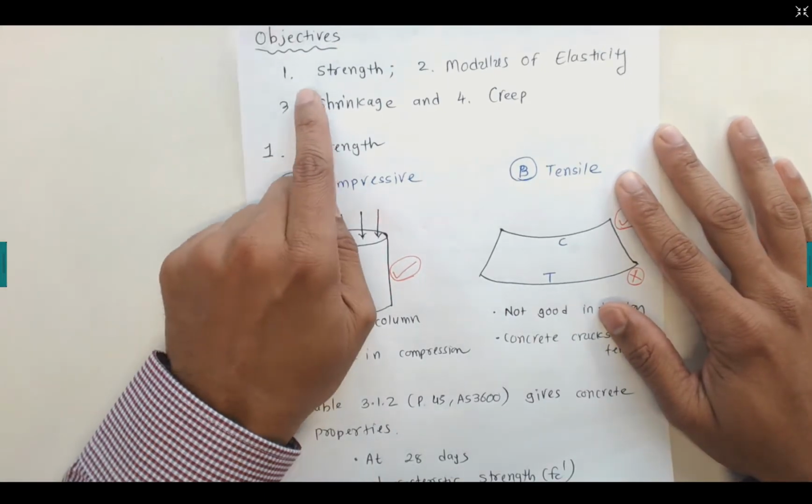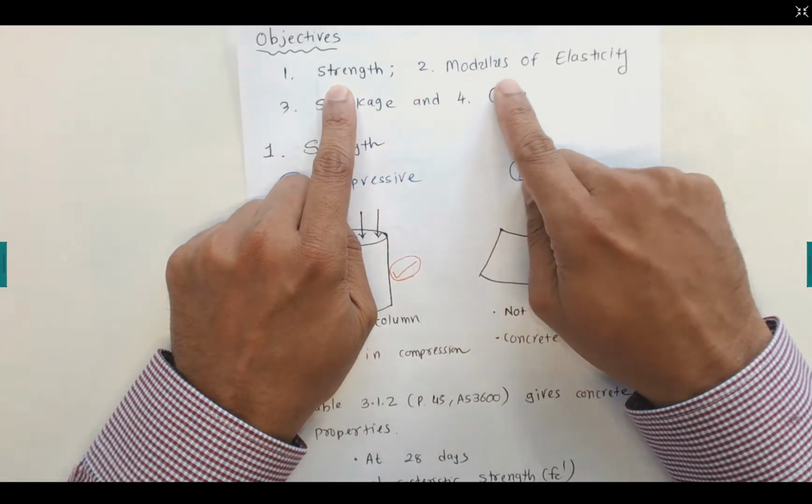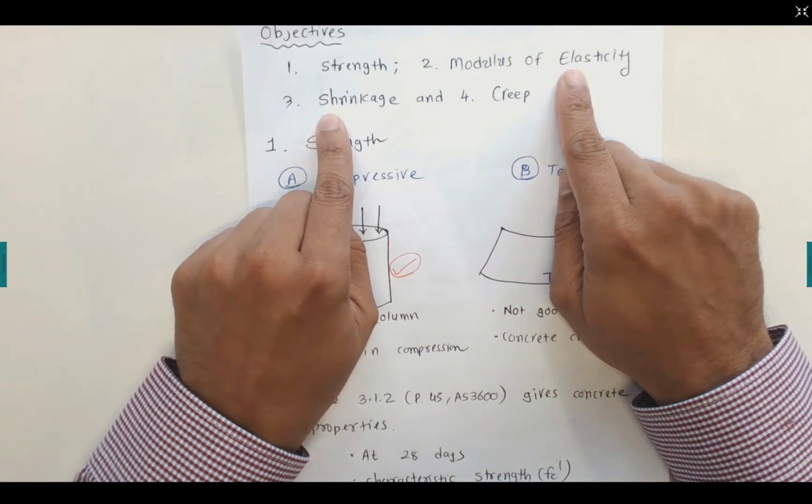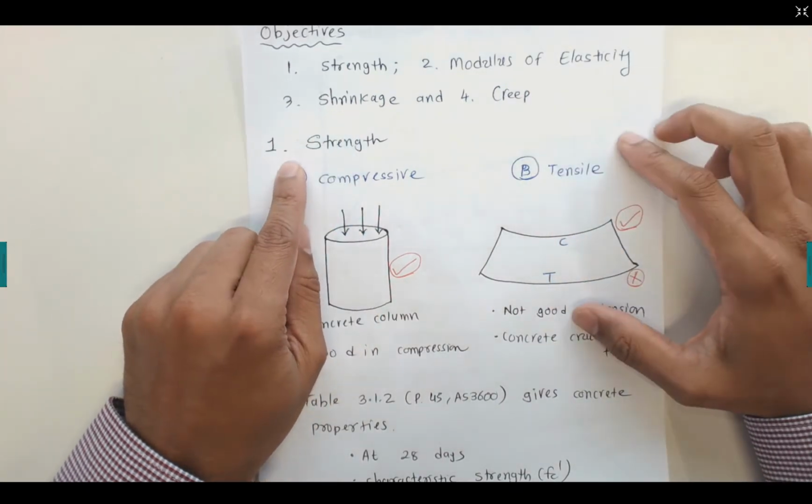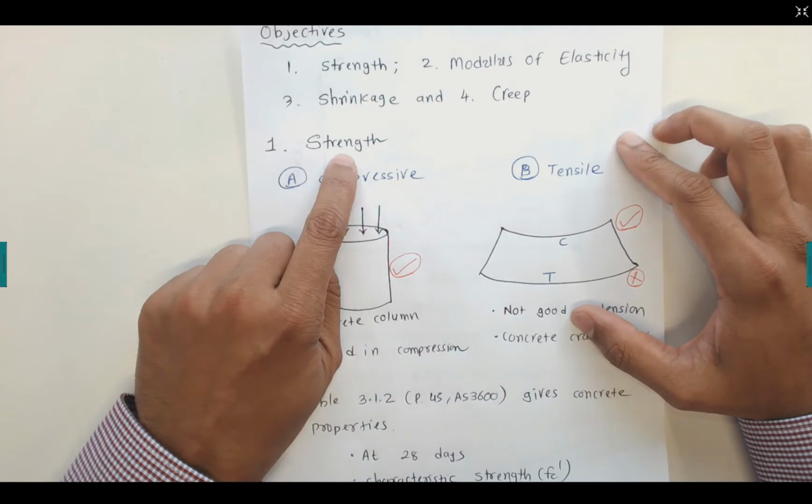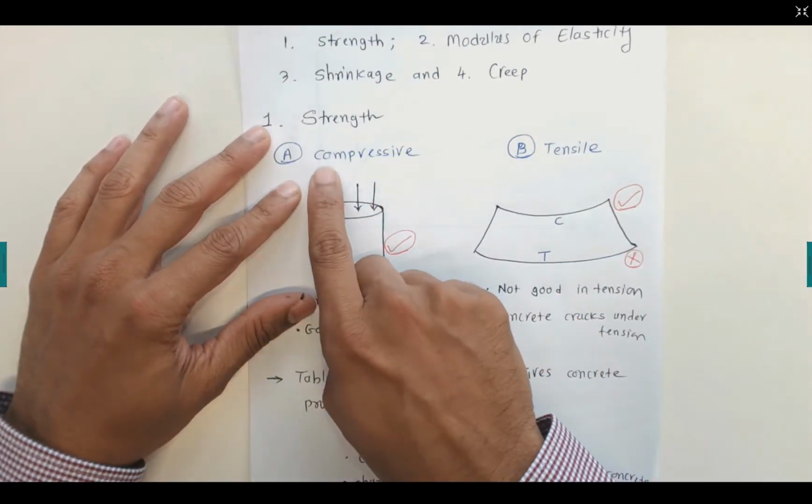Objective of this video is to discuss strength of the concrete, modulus of elasticity of the concrete, shrinkage of the concrete, and creep. So 4 topics will be covered. Now first talk about the strength. When we talk about the concrete, there are 2 kinds of strength.